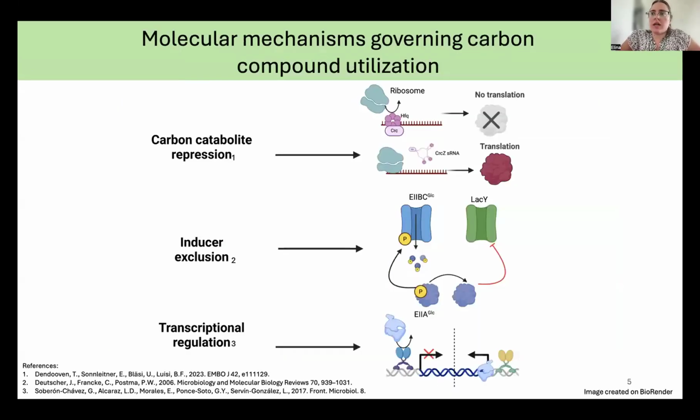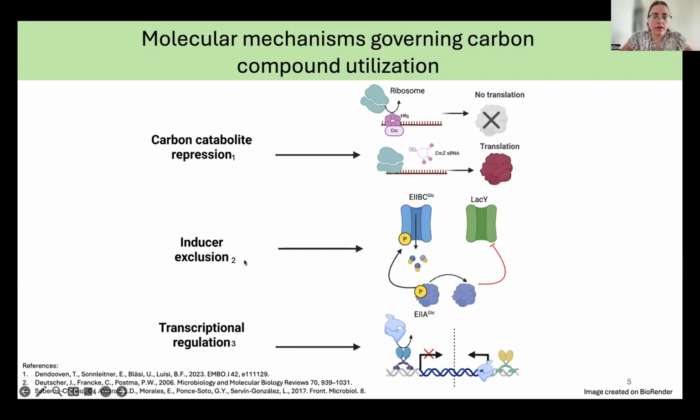So here are some molecular mechanisms supporting hierarchical and sequential utilization. In Pseudomonas putida, you have the carbon catabolite repression system. The proteins Crc and Hfq bind to distinct sequences on mRNA and prevent ribosome binding to inhibit translation for the genes that you do not want expressed for a specific pathway. When the first carbon source is depleted and you want to use the second carbon source, these two proteins get sequestered by CrcZ sRNA to enable translation.